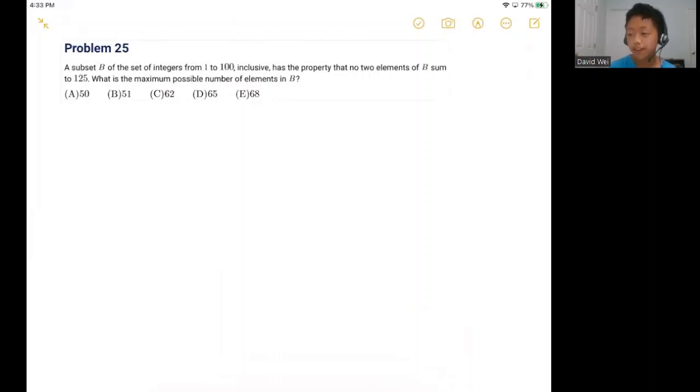Question 25: you have a subset B of the integers 1 through 100, and you want to take a subset of the numbers from 1 through 100 so that no two of the elements have a sum of 125. You want to know the maximum possible number of elements in this subset.